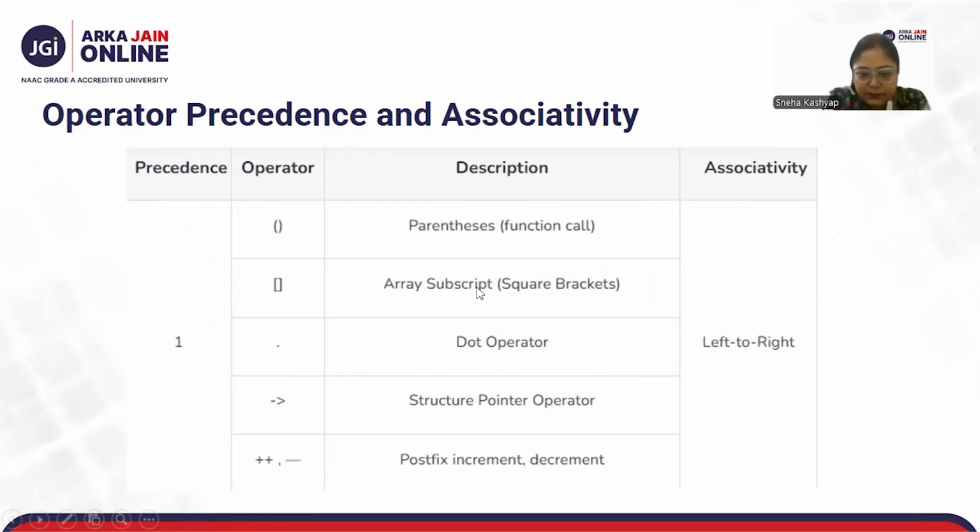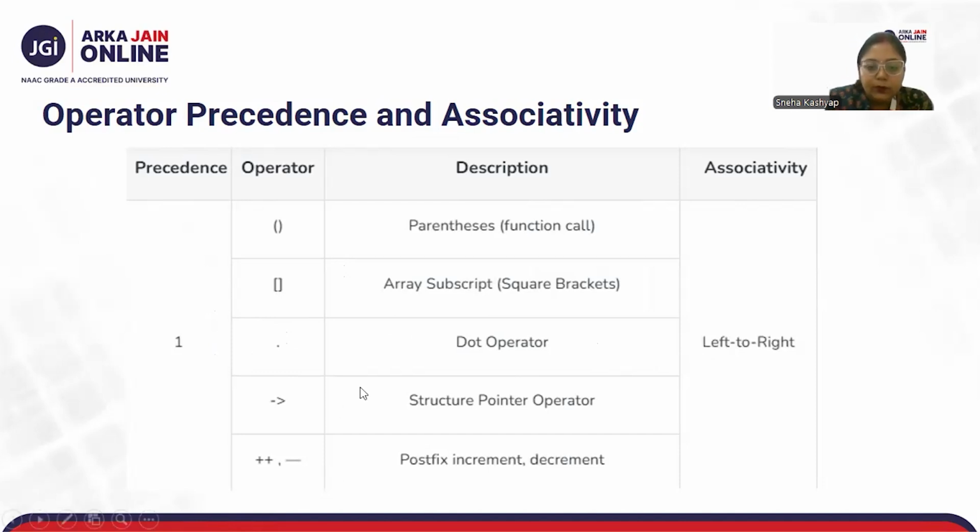Second is array subscript, or the square bracket. This square bracket is basically used for assigning the array size. This again follows precedence one with associativity left to right. The next one is the dot operator. We have seen the dot operator so far in so many statements, right? System dot out dot println. Similarly, the dot operator has associativity from left to right, and its precedence value is 1.